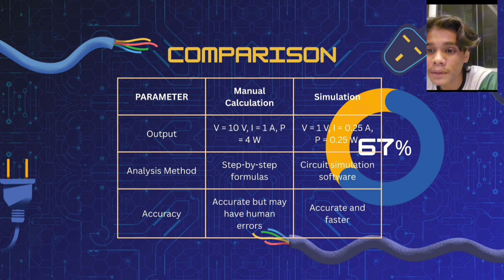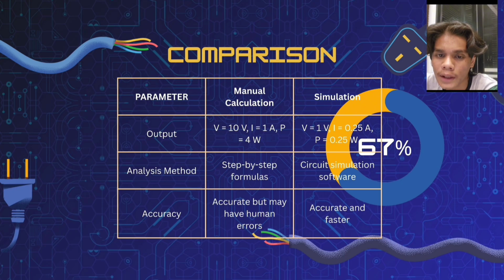For our next part is the comparison. As you can see, the comparison for the manual calculation, when V is equal to 10, our current will equal 1 and our power will equal 4. While in simulation we use 1 volt and the current will go 0.25 ampere and the power is 0.25 watt.